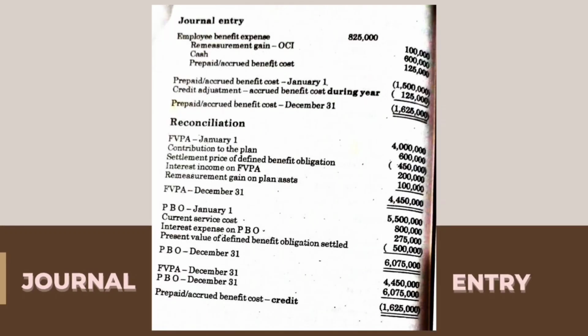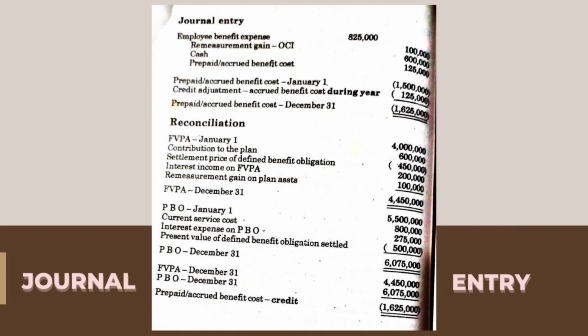Then using the journal entry: debit employee benefit expense 825,000; credit remeasurement gain 100,000, cash 600,000, and prepaid accrued benefit 125,000. So the prepaid accrued benefit cost on January 1 is 1,500,000. Adding the credit adjustment, accrued benefit cost during the year, which is 125,000, so the prepaid accrued benefit cost on December 31 will be 1,625,000.